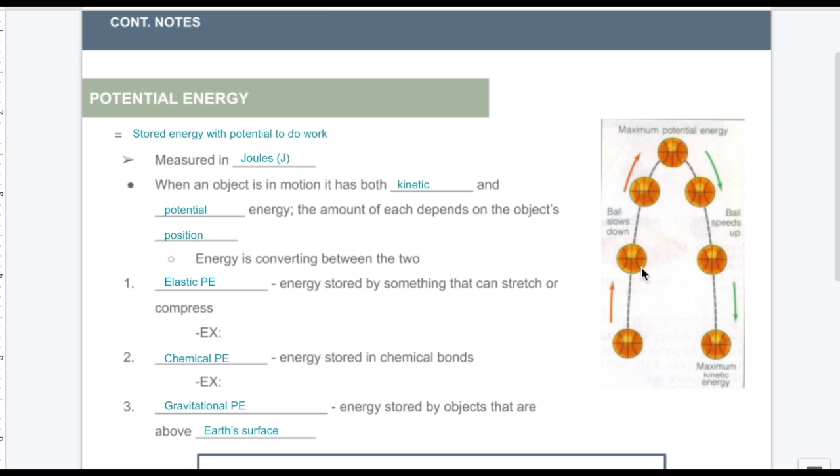And so as it's moving up, the kinetic energy is slowing down, right? The object's going to be slowing down until it stops up here where it reaches maximum potential energy. And then it's going to start falling again, so it's going to convert to kinetic energy and it's going to speed up. So the energy is converted between the two.